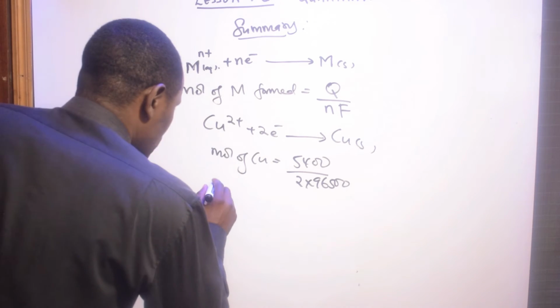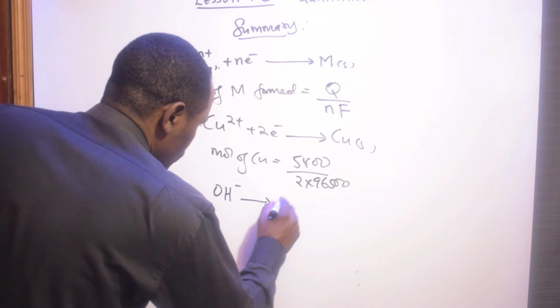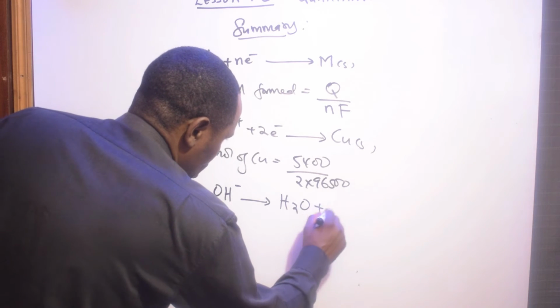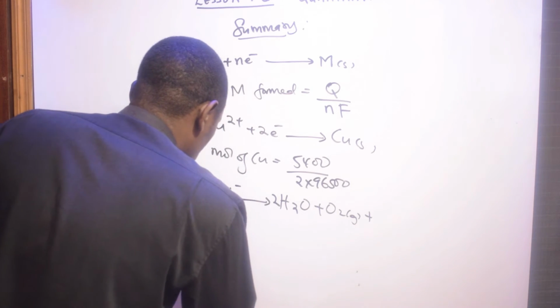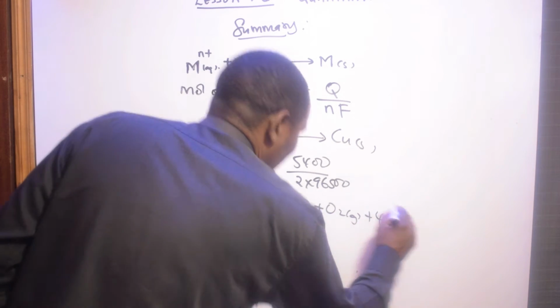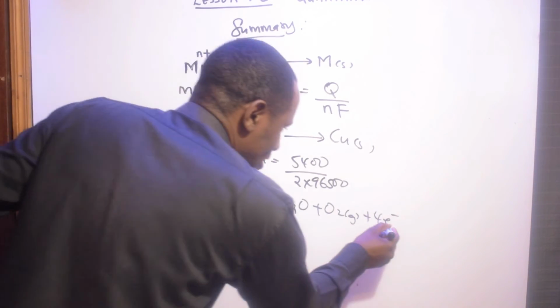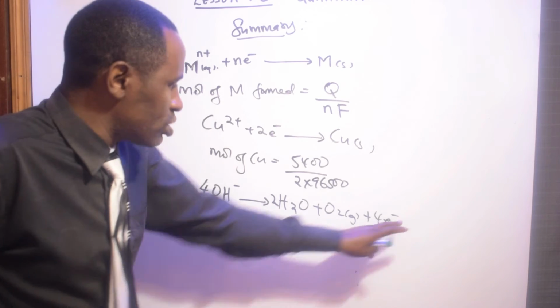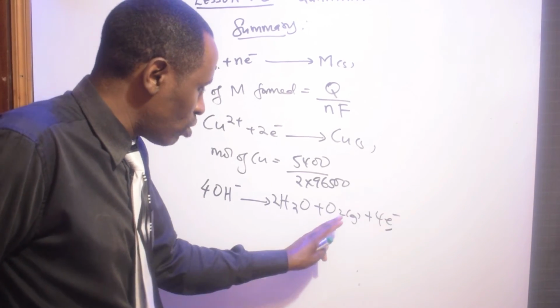Now, in our scenario, when we have the hydroxide ions forming water and oxygen gas, and we balance this, you get an equation of that form. Look at this here. These are 4 electrons. 4 electrons here are forming 1 mole of oxygen gas.